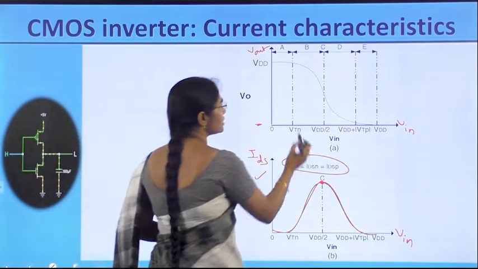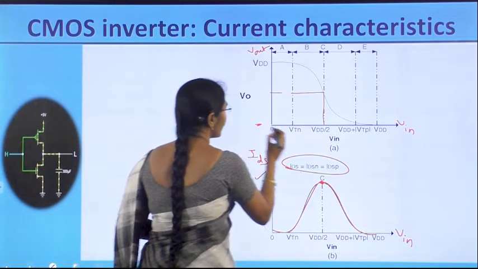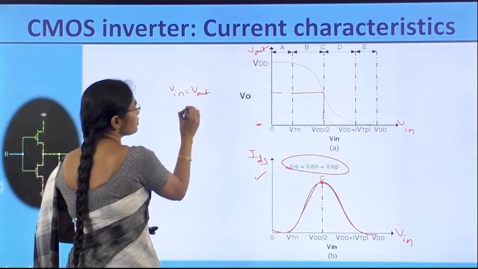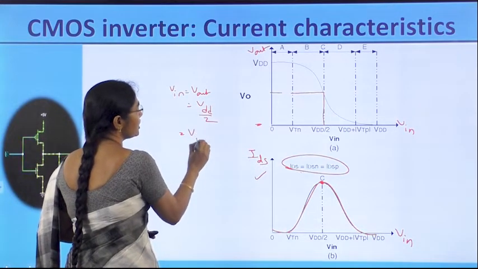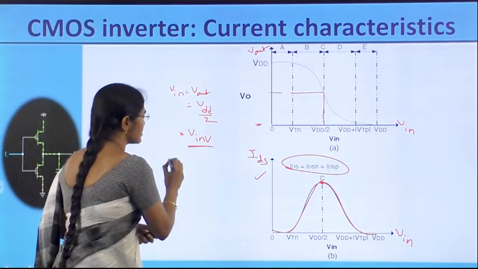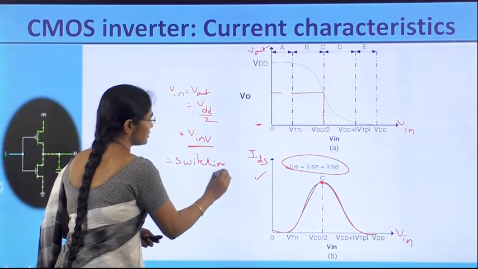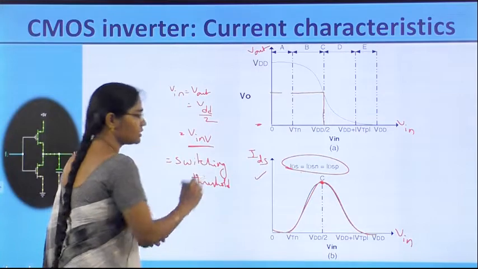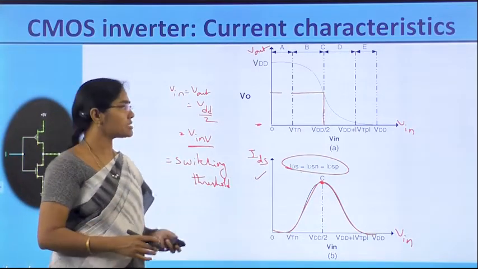At this point, the output and input are also equal, that is called as Vin is equal to Vout is equal to VDD by 2, where it is called as V invert. That is called the switching threshold. Switching threshold means at this value, the output values for 0 and 1 will be separated.